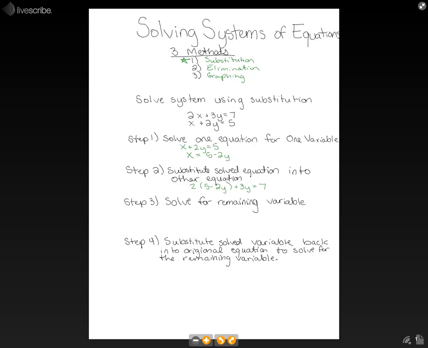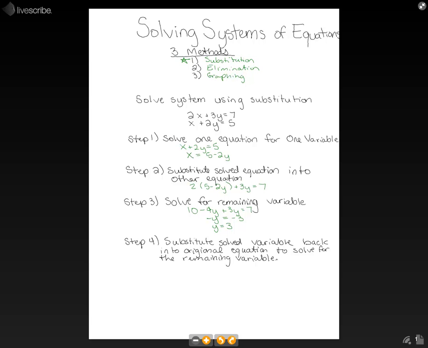Now we only have one variable remaining, so we're going to solve for that variable. Our first step is going to be distribution, so we get 10 minus 4y plus 3y equals 7. Next step will be combining like terms and subtracting 10 from both sides. So we get negative y is equal to negative 3. And now if we just multiply by negative 1, we'll get y equals 3.